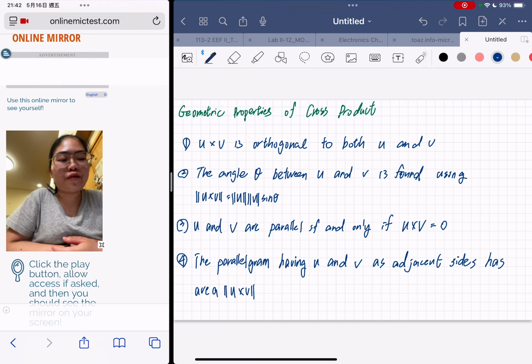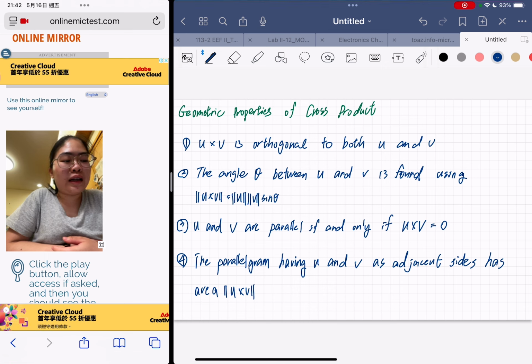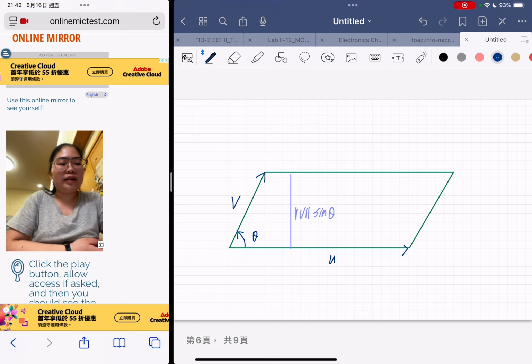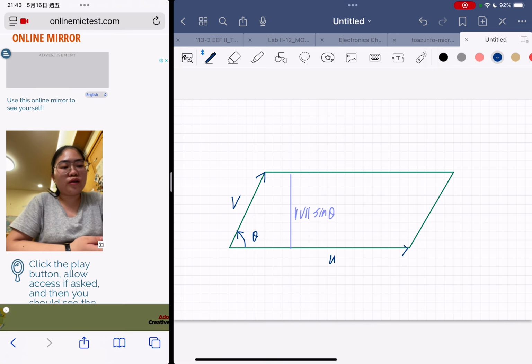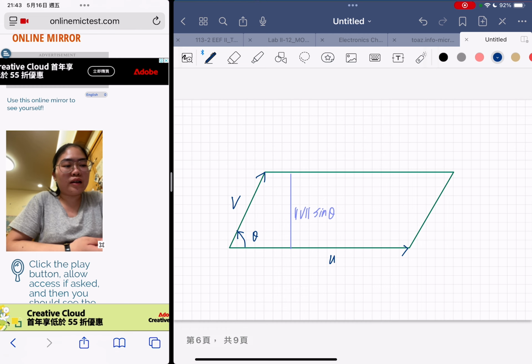Fourth, the parallelogram having U and V as adjacent sides has area equal to the absolute value of U × V. Now this is the parallelogram of vector U, vector V, and the angle theta. We can find the height of this parallelogram, which equals the length of V times sine theta. If you want to find the area of this parallelogram, just put U × V into the absolute value, and you will get it.